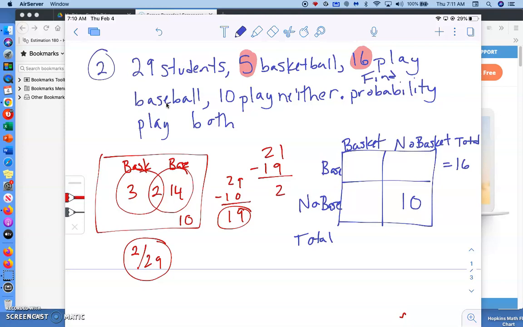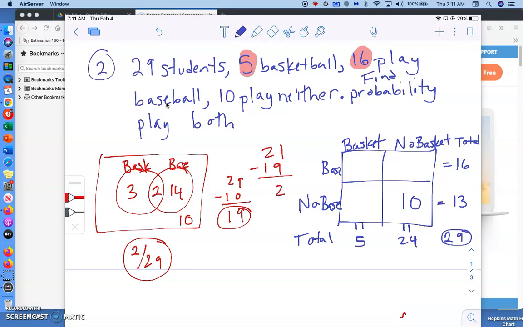And we know that 5 play basketball. So this row has to be 5. But we know our total number of students has to equal 29. So each of these totals on the outside has to be 29. So this column would have to be 24, and this column would have to be 13, because again, we have 29 students.